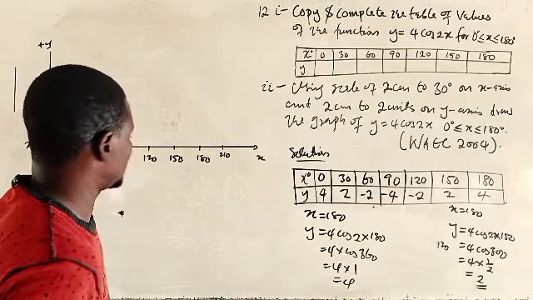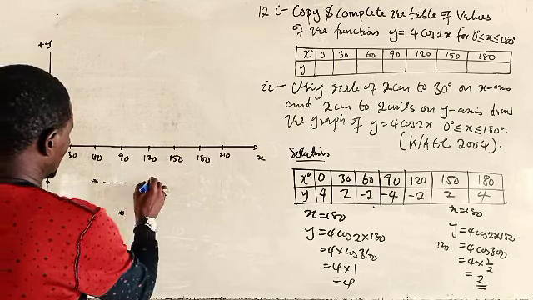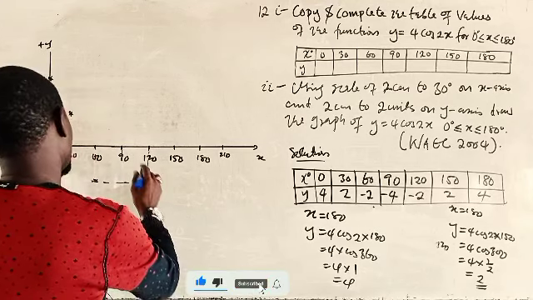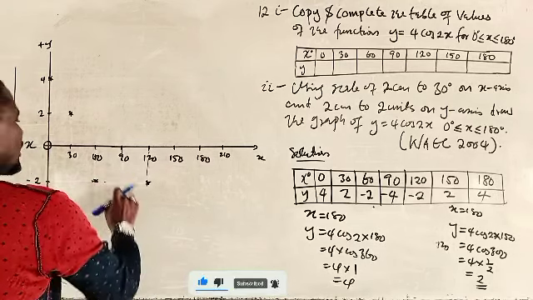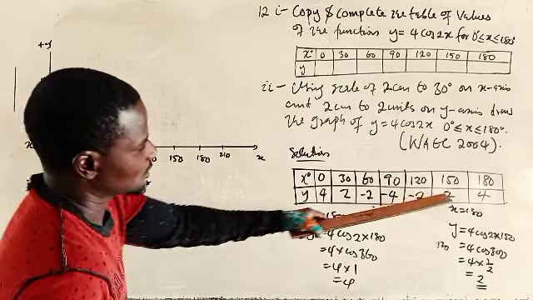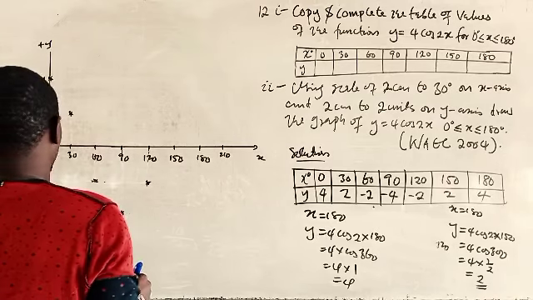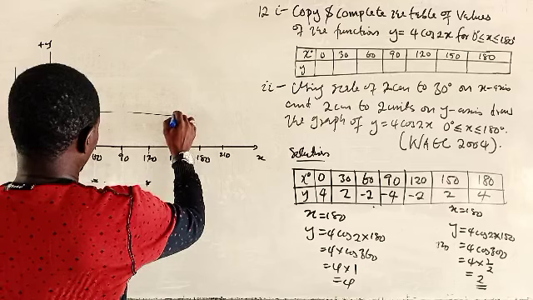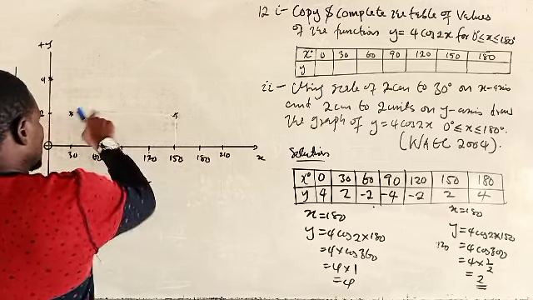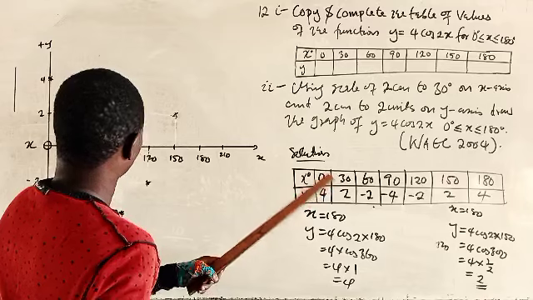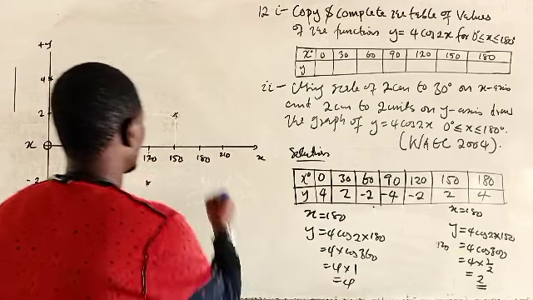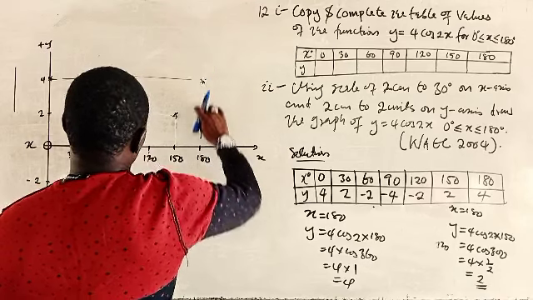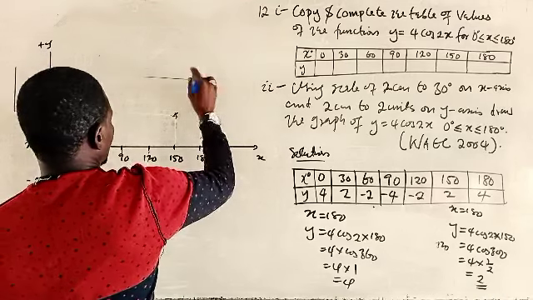So when x is 120, y is minus 2. Minus 2 is here, and this is your 120. So again, when x is 150, y is 2. Now this is where we expect them to intersect. So when x is 180, y is 4. X is 180, 4 is here. So I think we finished plotting our points.